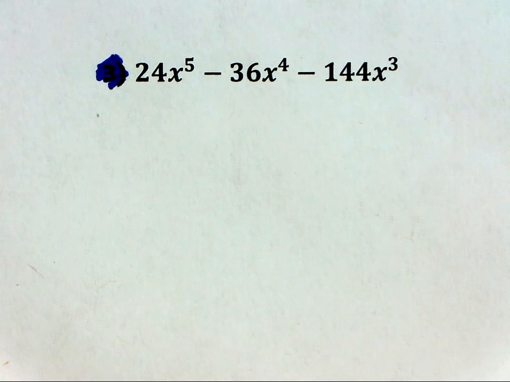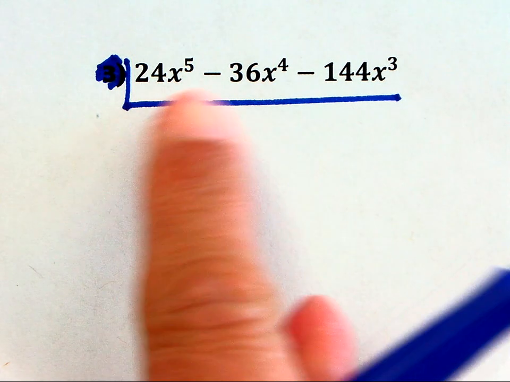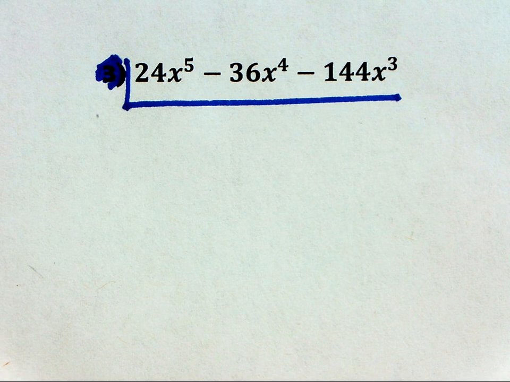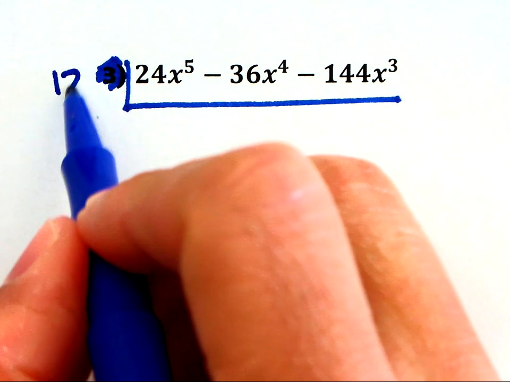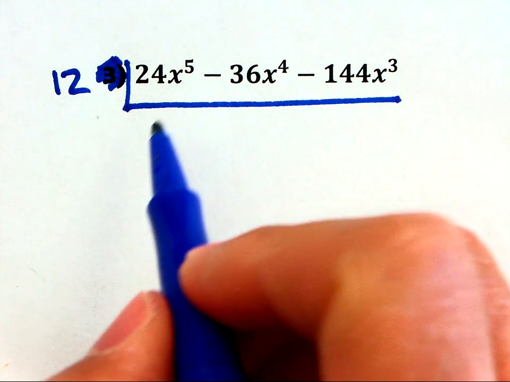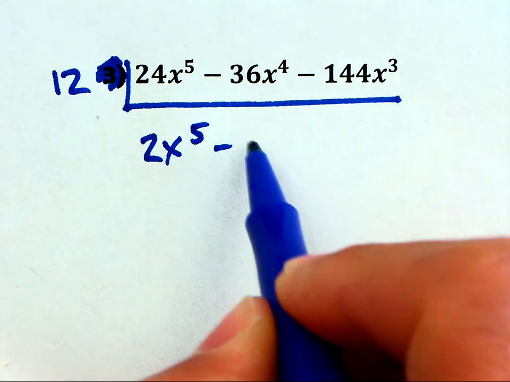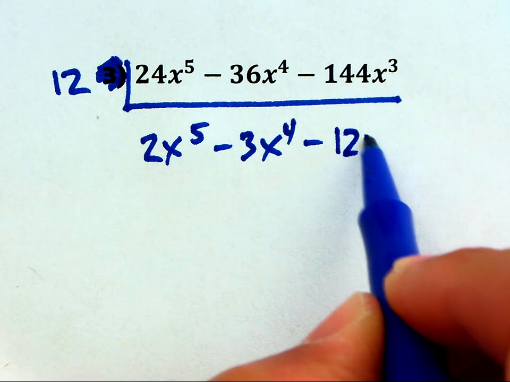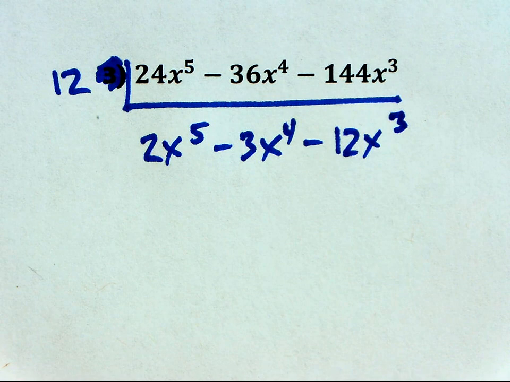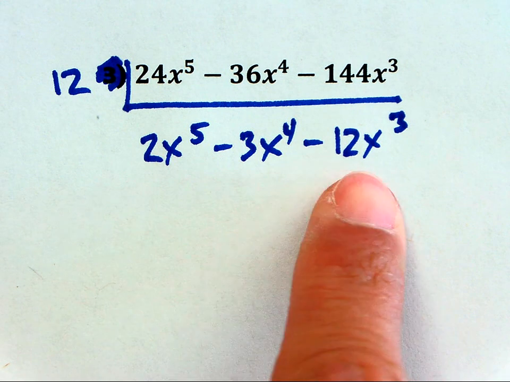Okay, so let's go ahead and figure this out. 24, 36, 144. I'm recognizing that these look like multiples of 12. So I'm going to just start there, 12. 24 divided by 12 is 2. 36 divided by 12 is 3. And 144 divided by 12 is 12. So I have a 2, a 3, and a 12. There's no number that can divide all 3 of those.